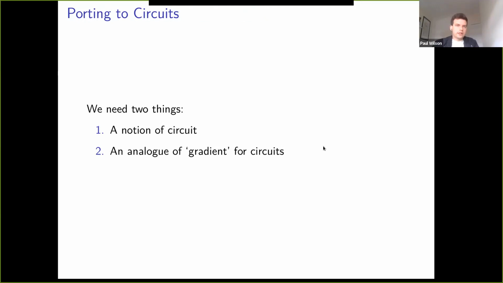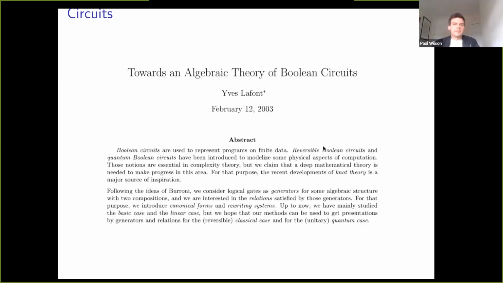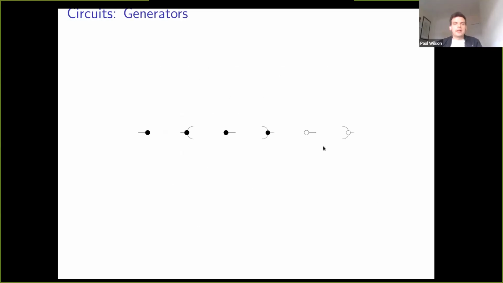So to port this to circuits, we need two things. First, we need a notion of circuit, obviously. And second, we need to somehow port that automatic differentiation gradient business over as well. So luckily, someone's done the first thing for us. This really nice paper does a string diagrammatic view of circuits and builds them up from the ground up. It's very good.